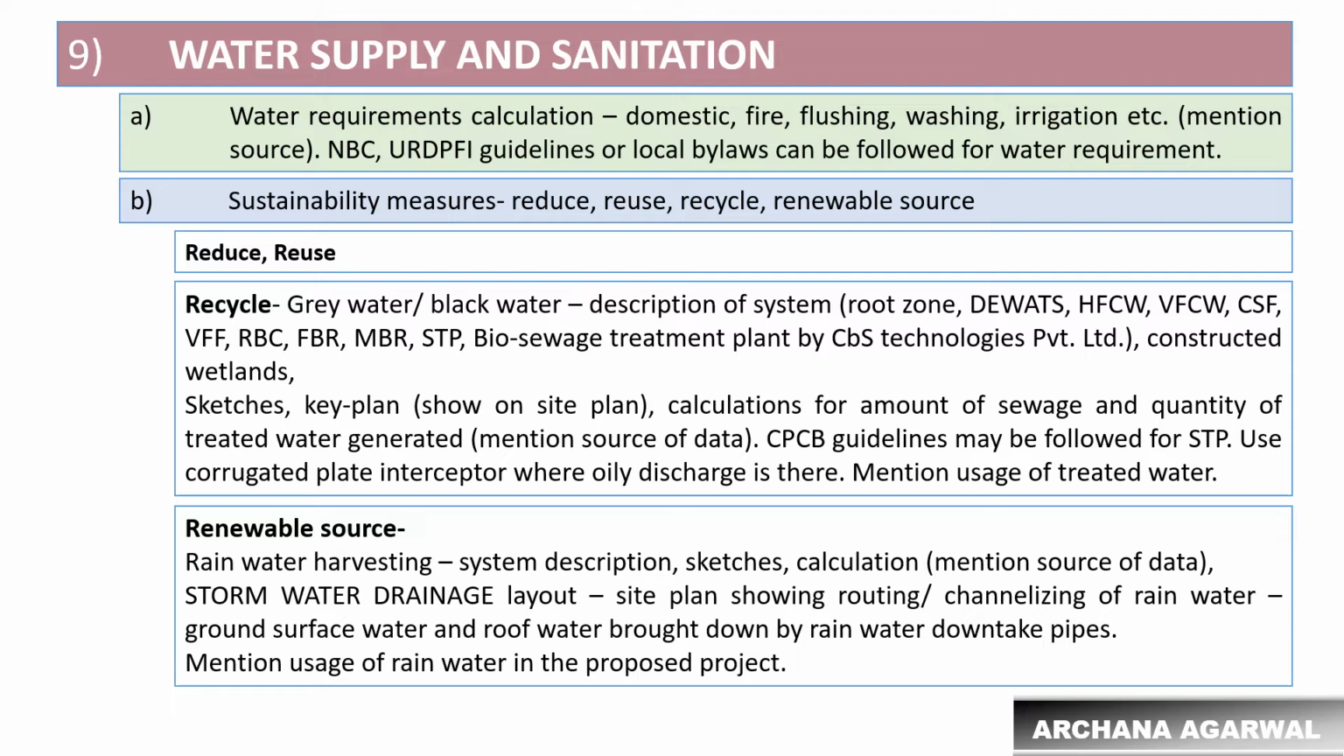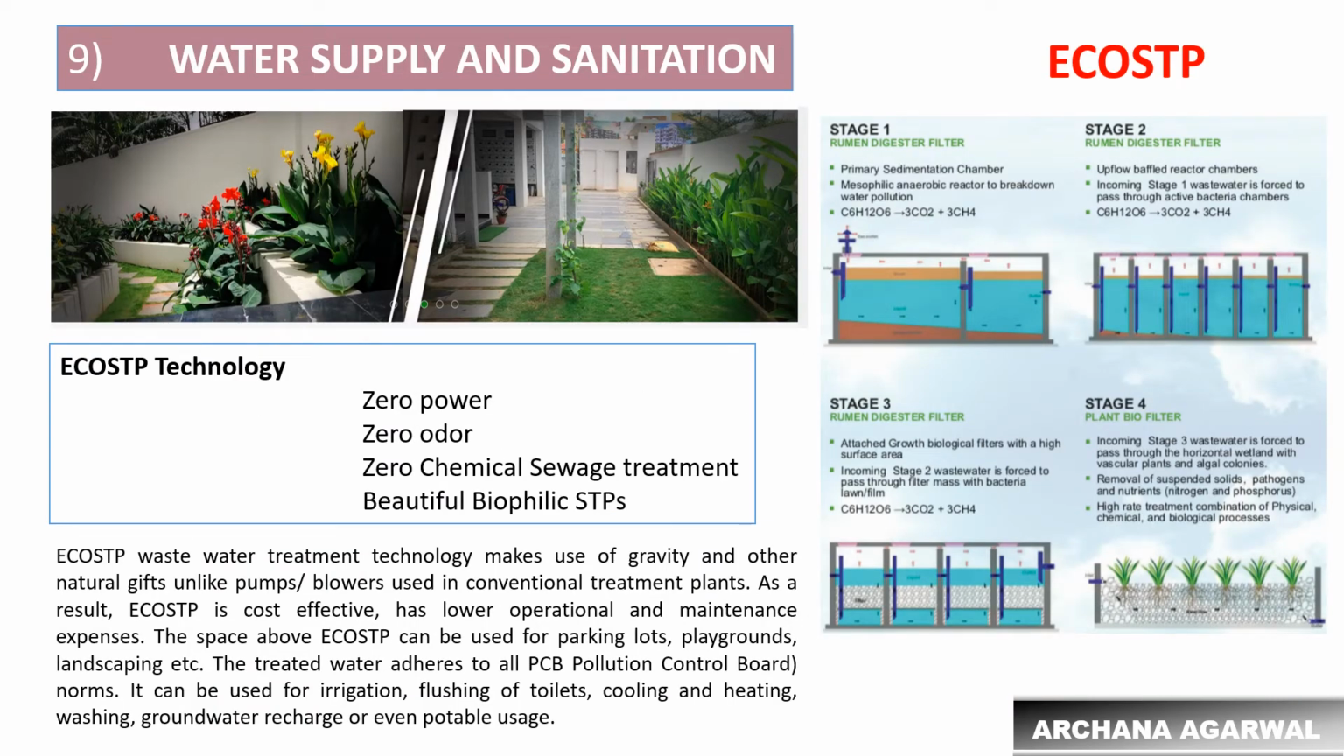The formula for the same is average annual rainfall multiplied by catchment area multiplied by runoff coefficient. Runoff coefficient varies from surface to surface. For example, runoff coefficient for concrete is 0.7 to 0.8. Some of the sustainable techniques for water supply and sanitation are shown here for reference.